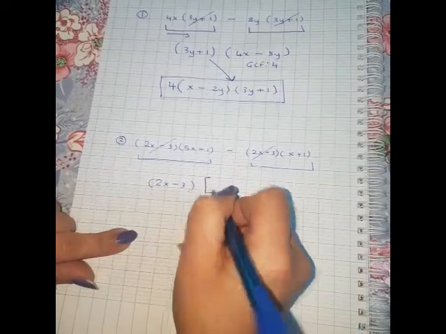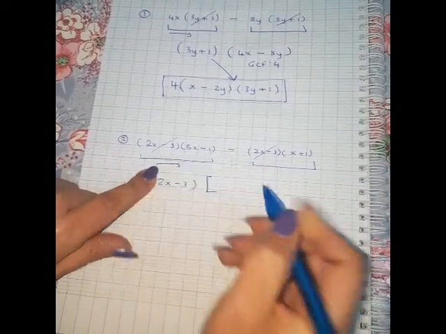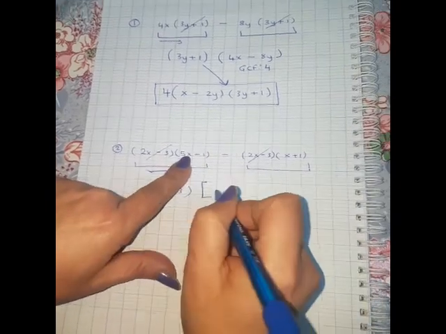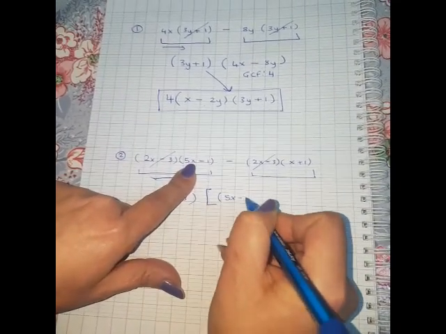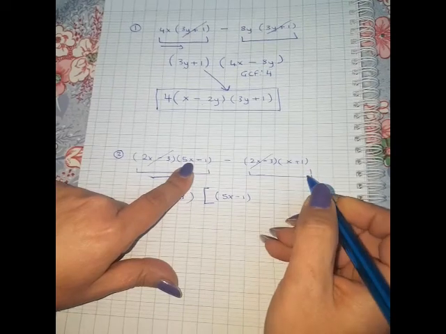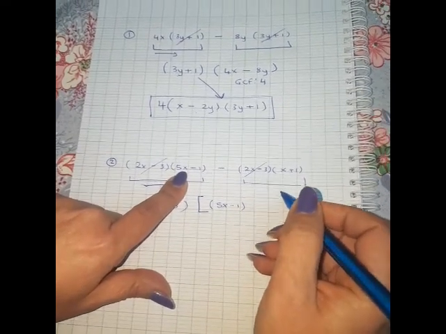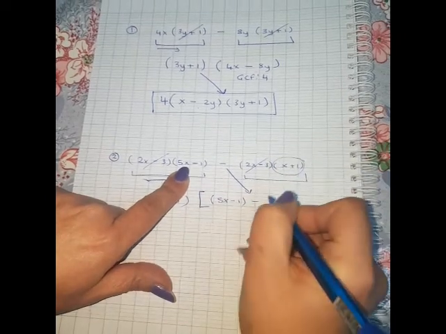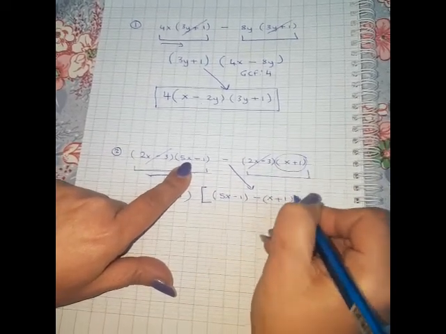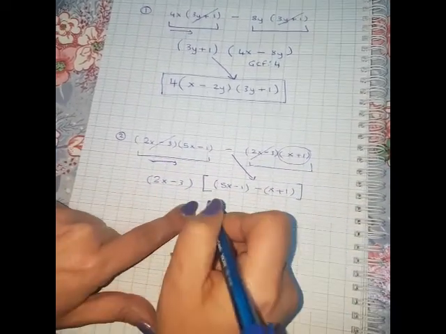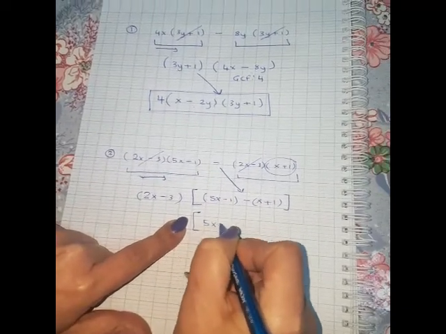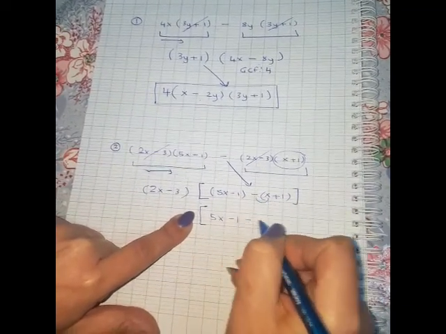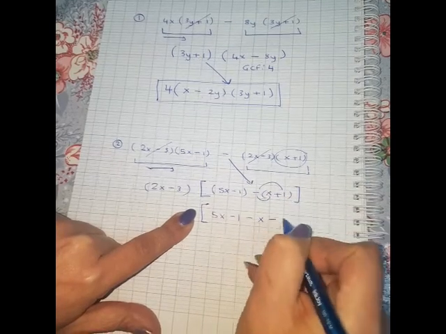I open a big bracket. From left to right, what's left? This went away. I have 5x minus 1. Keep it in parentheses because you're going to be distributing later on. Bring down the minus, and I have an x plus 1. And now I work with my second parenthesis. 5x minus 1 minus x minus 1.